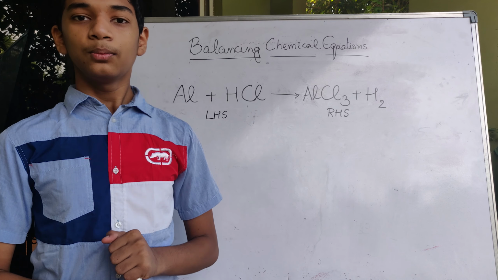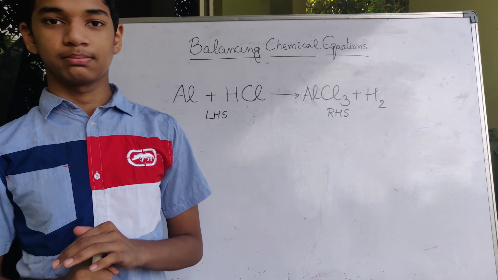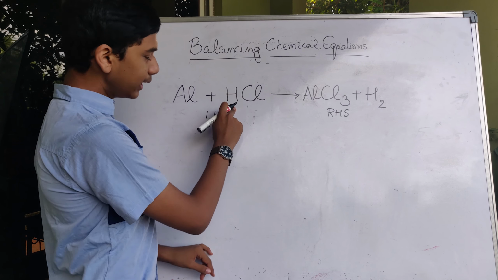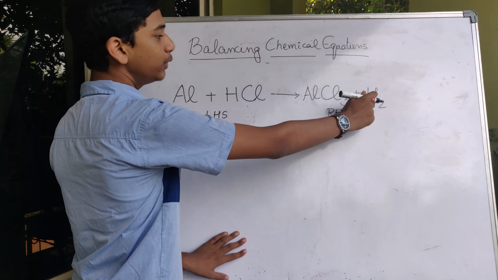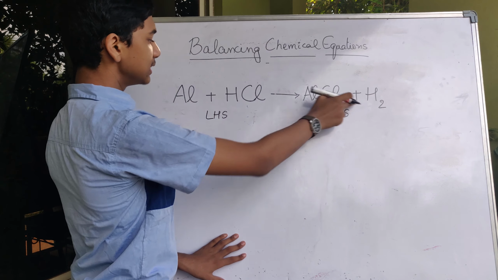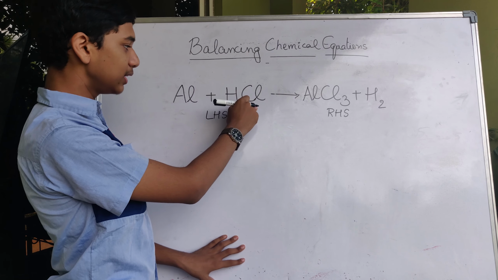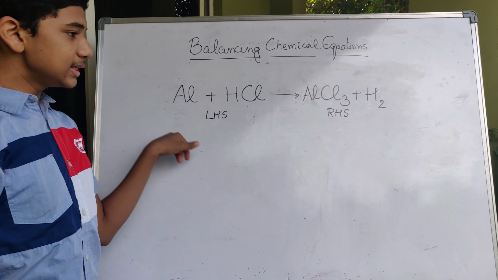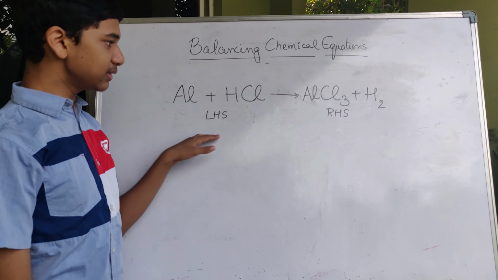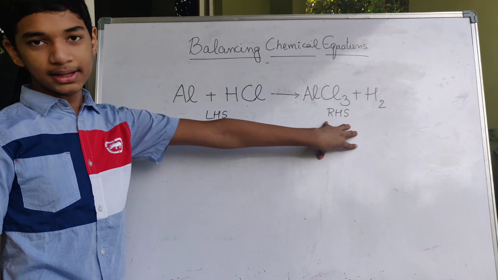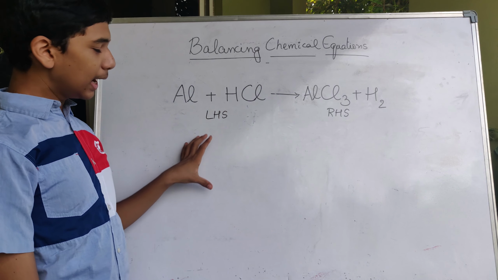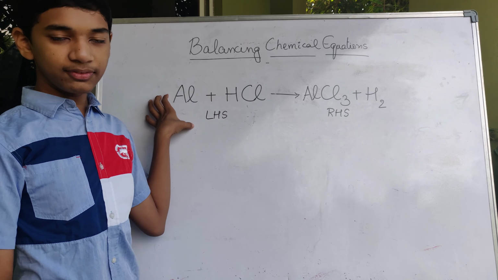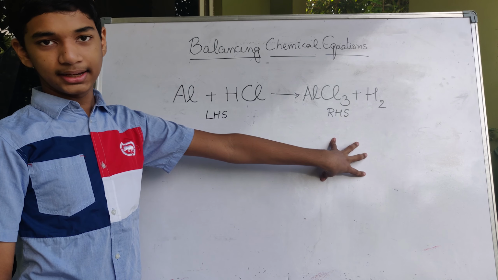So, firstly, what is the need to balance chemical equations? Here in this equation, if you observe, there is only one hydrogen atom on the left hand side and two hydrogen atoms on the right hand side. Similarly, only one chlorine atom on the left hand side and three chlorine atoms on the right hand side. This is a direct contradiction to the law of conservation of mass, as atoms can't magically appear. So, balancing a chemical equation is the process of equating the number of atoms on the left hand side with those of the right hand side.